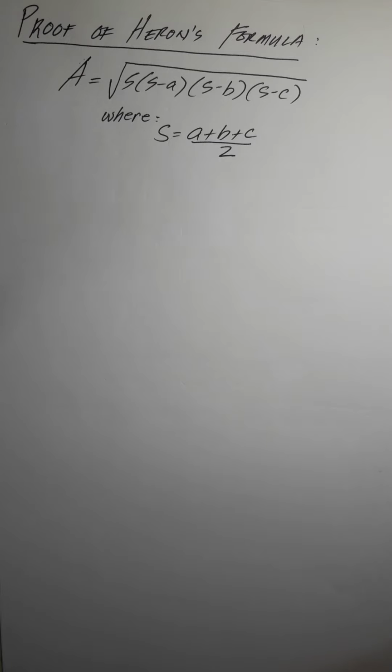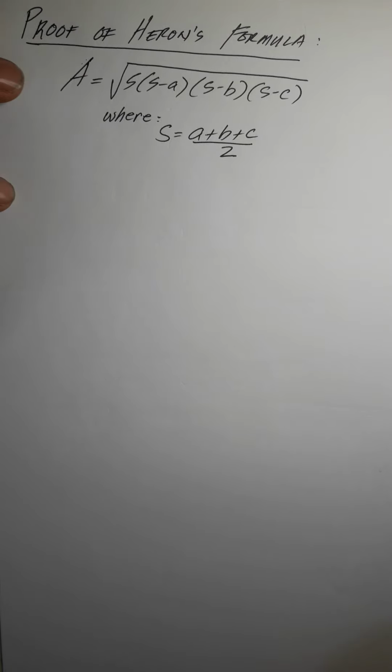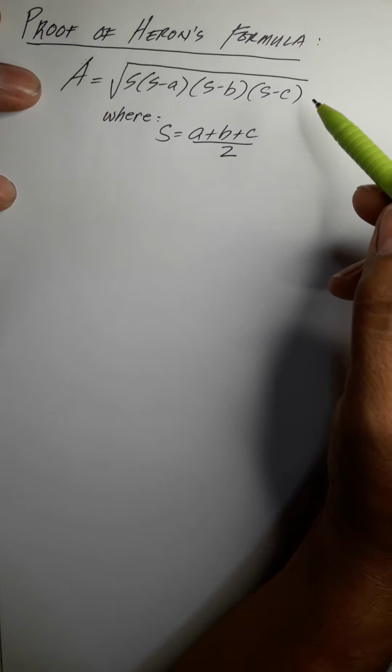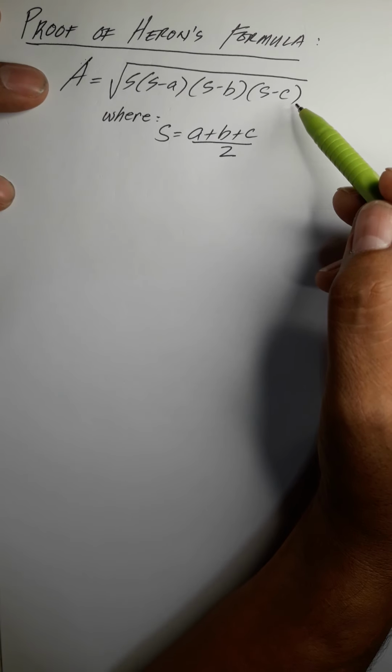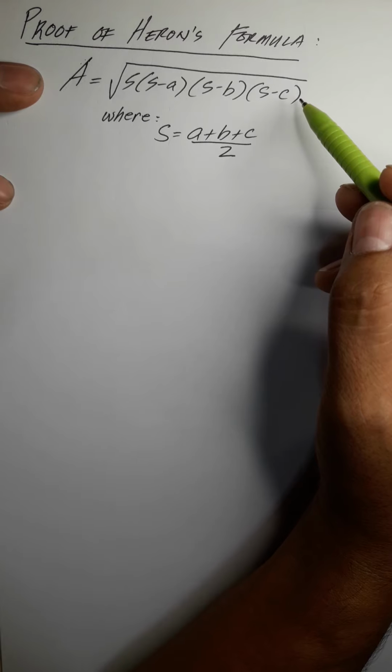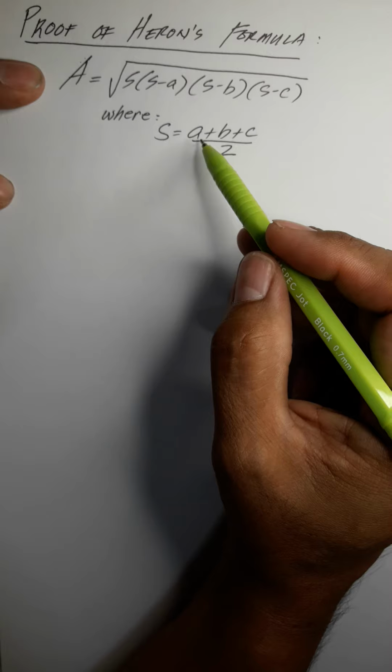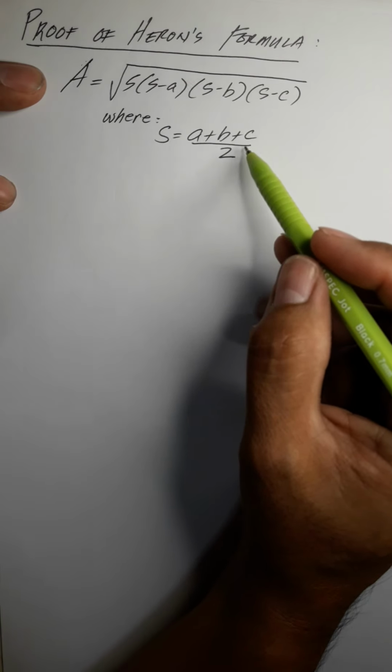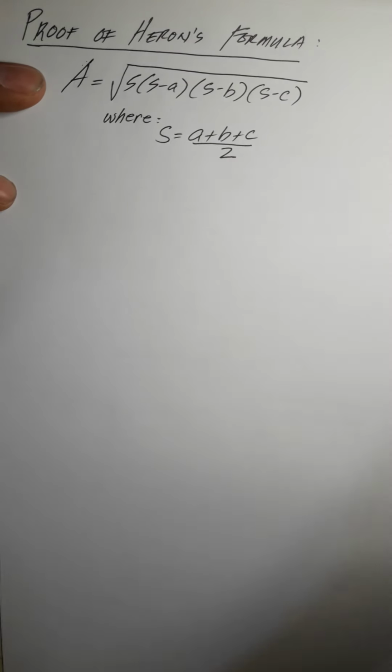Proof of Heron's formula. We all know that this formula is used in computing the area of a triangle given the three sides of it, where S is (a + b + c)/2, or the semi-perimeter.